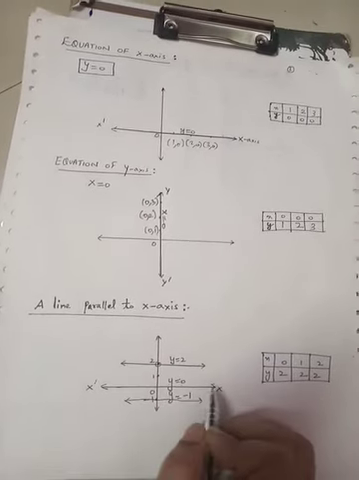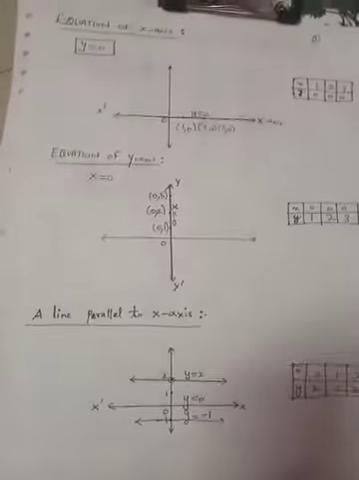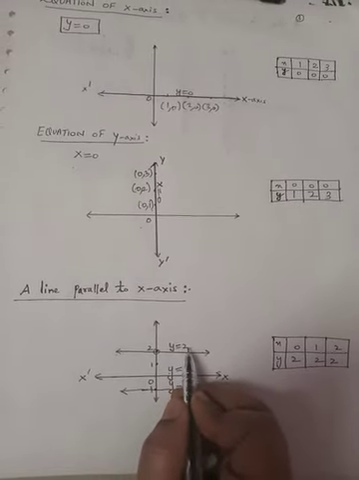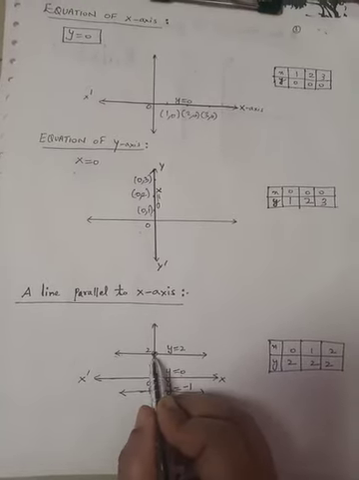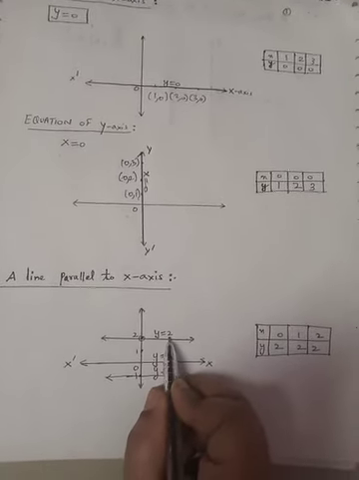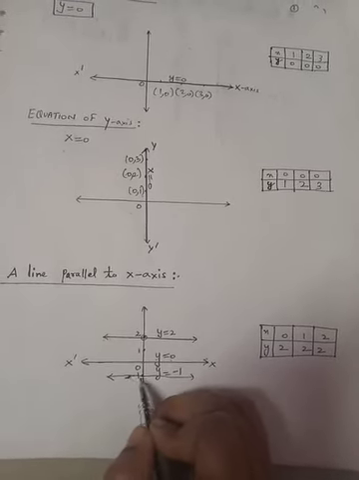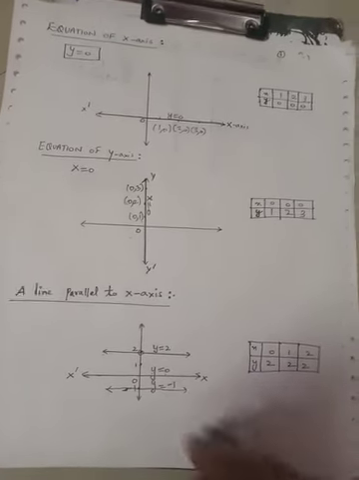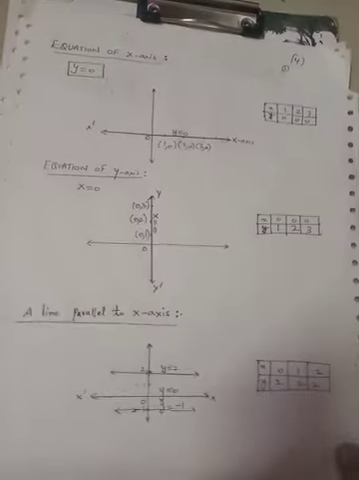The equation of the x-axis is y is equal to 0. Any line passing through 2 and parallel to the x-axis, that is y is equal to 2. It will behave like this. y is equal to something, and that is equal to the number from where it is passing. If it is passing through the negative side, minus 1, it becomes y is equal to minus 1. So this is the equation of a line parallel to the x-axis.